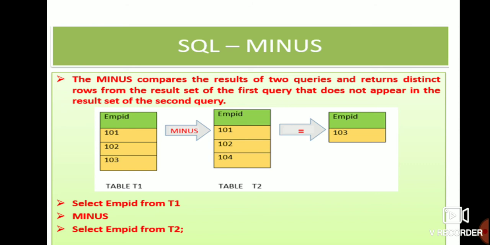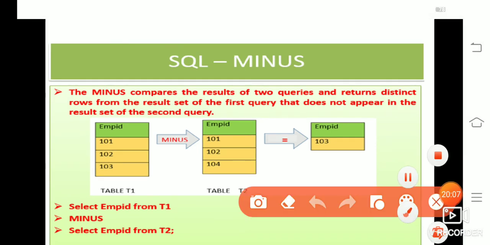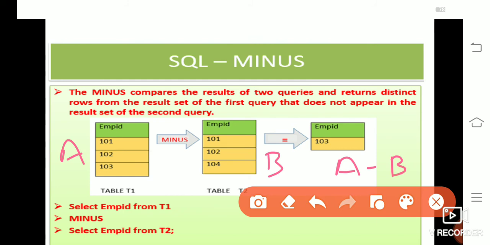Now SQL MINUS, what do you mean by SQL MINUS? The MINUS compares the results of two queries and returns the distinct rows from the result set of the first query that do not appear in the result set of the second query. You can see this is the first table, my A table, 101, 102 and 103, and this one is my B table, that is 101, 102 and 104. If I give the function as A minus B, 101 will be removed, 102 will also be removed.